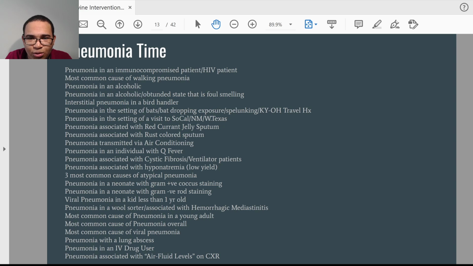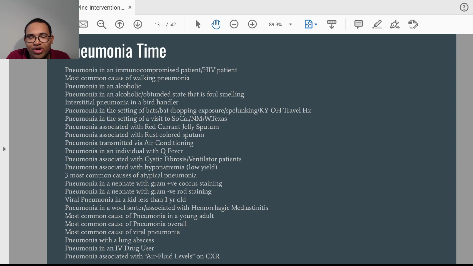And then what's the most common cause of walking pneumonia? Obviously, that's Mycoplasma, right? Pneumonia in an alcoholic, again, think about an anaerobe from aspiration or think about Klebsiella pneumoniae, right? One thing I didn't put in here, but it just dropped in my mind now, so I'm just going to say it. If you see pneumonia in a COPD patient, I want you to strongly consider Haemophilus influenzae as the cause. It's one of those weird, unusual, but floridly high yield associations to know for the USMLE exams. And then if you see pneumonia in an alcoholic, obtunded state, foul smelling, that's an anaerobe, right?